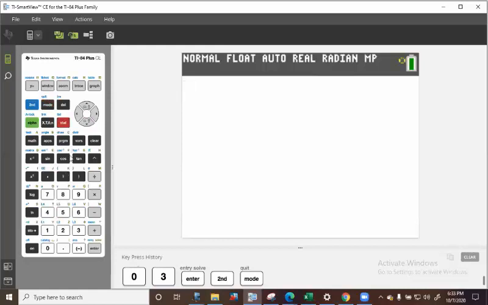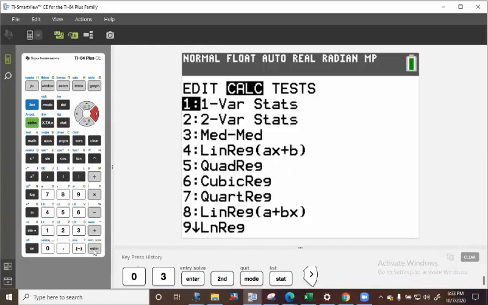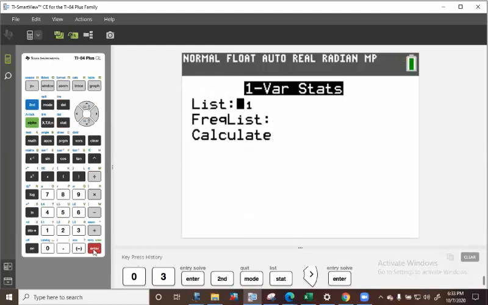Stat, calc, 1-Var Stats. Okay, so this one I'll be careful. Normally when we're doing one variable, we just have nothing there for the frequency list. Now we need L2. To get L2 is an upper function, right above the number 2. So it's a blue shift function: second, 2, that's bringing up L2. Second 2, not just the number 2. Don't forget the second. Now we've got it in there.